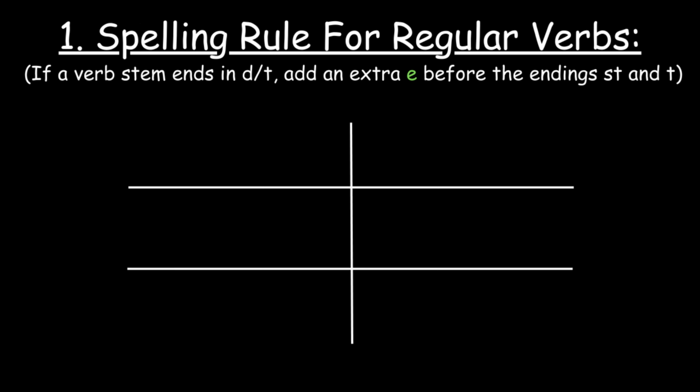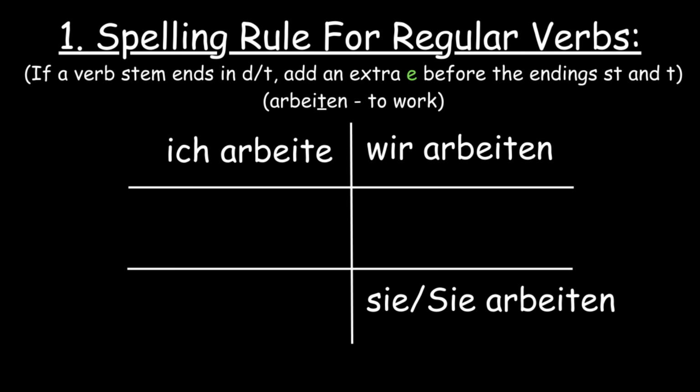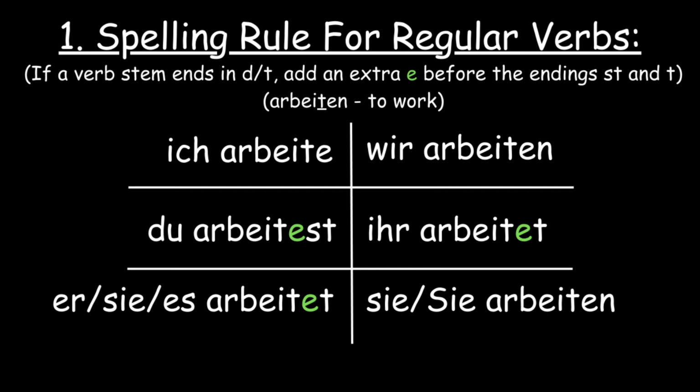If a verb stem ends in d or t, we add an extra e before the endings st and t, and this improves pronunciation. One verb is arbeiten, whose stem ends in t. While this verb mainly follows regular present conjugation, the pronouns that involve the endings st and t will have e before. So arbeiten will conjugate like this. Ich arbeite. Du arbeitest. Er, sie, es arbeitet. Wir arbeiten. Ihr arbeitet. Sie arbeiten.